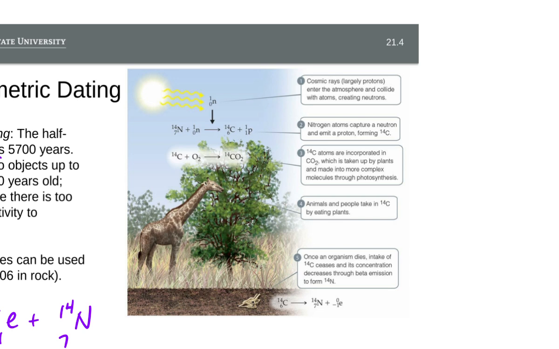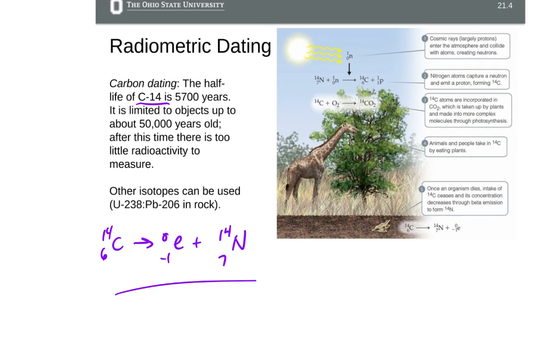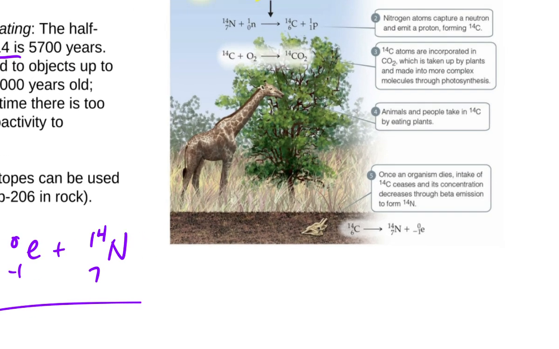Once an organism dies, carbon-14 is no longer being taken into the body, of course. It's not eating things, it's not breathing. And so that carbon-14 begins to decrease because of the beta emission that we've drawn here. Based on how much carbon-14 is left, we're able to see how old that organism or fossil or whatever it might be is, okay?